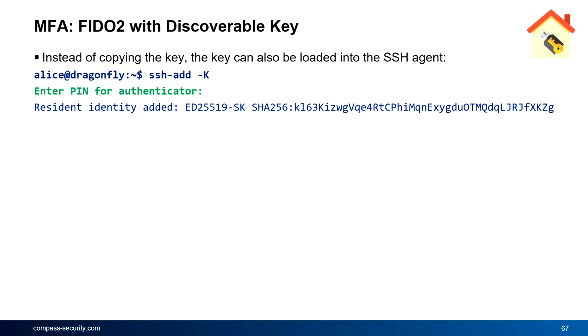If you don't want to copy the resident key to all your systems, you can also load it into the SSH agent. So you can just use ssh-add -K, then you enter the PIN of your authenticator, and then you can directly SSH into the systems you want without providing any additional passphrase or PIN.